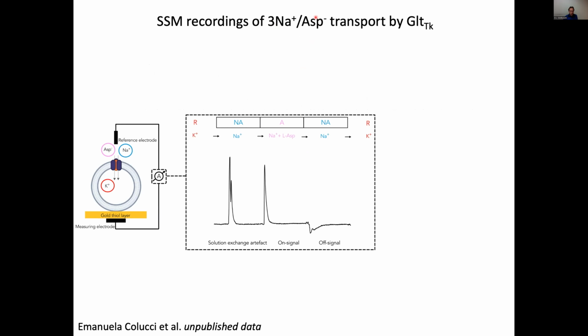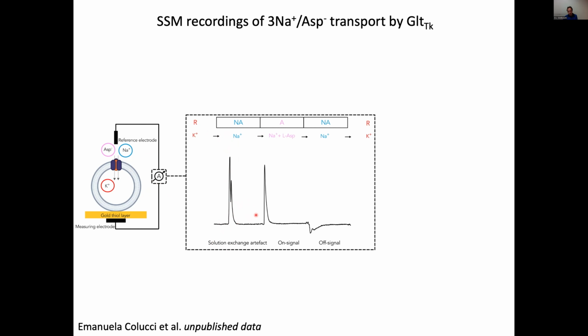Now, of course, this will lead to the transport of 2 positive charges, and the way we run these experiments is that we do it in a double solution exchange. We go from a resting solution in which there's potassium ions on either side of the membrane, so the protein is supposed to be in the apo state. Then in the first solution exchange, we add only the sodium ions, and then you usually get a solution exchange artifact because of the reconnection of the valves.